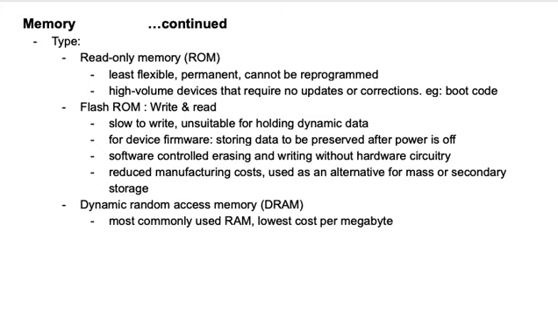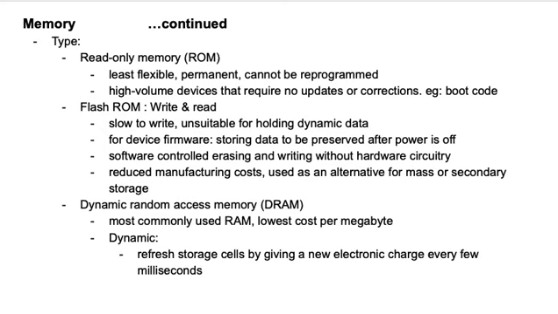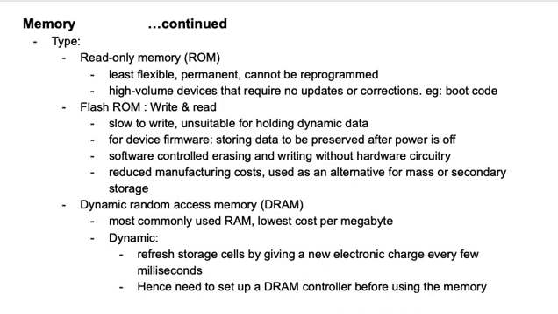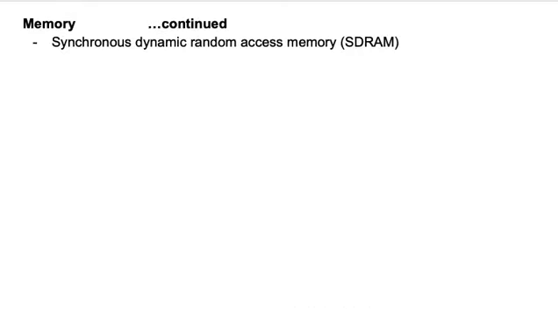Dynamic random access memory, also called DRAM, is most commonly used because it has the lowest cost per megabyte. However, it is dynamic in a sense that the storage cells have to be refreshed by giving electronic charge every few milliseconds. Hence, before setting up the DRAM memory, the DRAM controller should be started. DRAM is asynchronous, so does not burst as efficiently. Burst means the amount of data that can be given out of the memory.